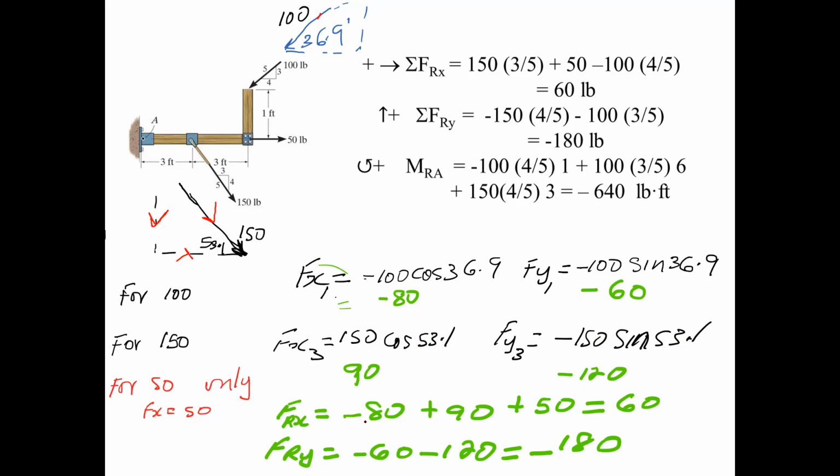When you sum all of the FRX, you get minus 80 plus 90 plus 50, you get 60 pound. And for FRY, you get minus 60, minus 120, you get minus 180. So those you have, so you can simply find the resultant force by using Pythagoras for the 60 and the 180. All right, let's move on. Now, I must note to you that for the 50 force, if you notice, the 50 force only has an X component. So we see we had it right here. So it says 50 only. So it has no Y component. So all of those are all the X.